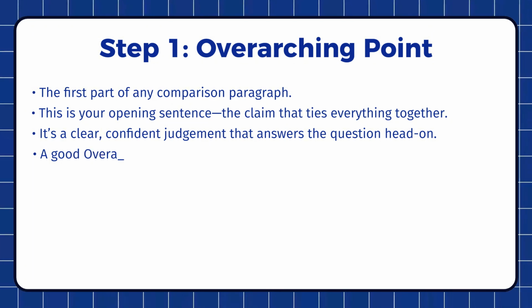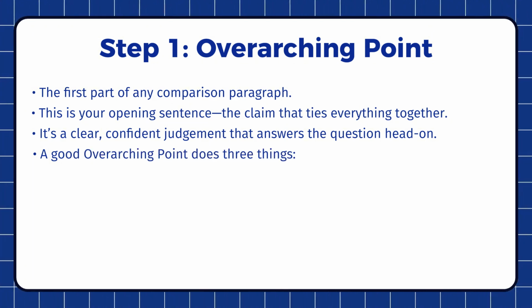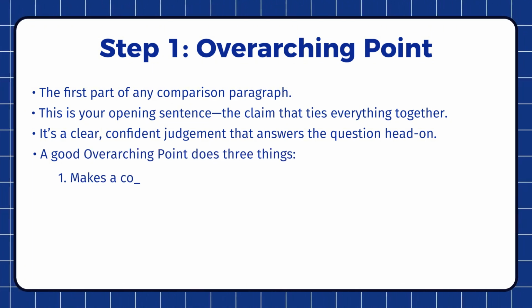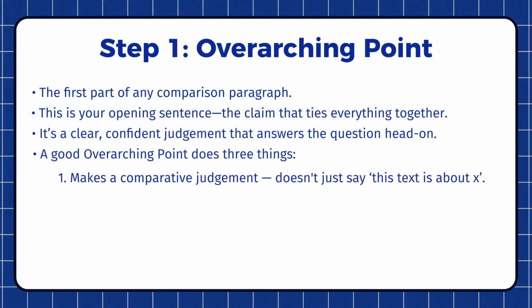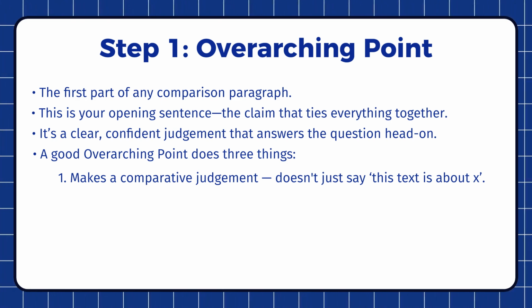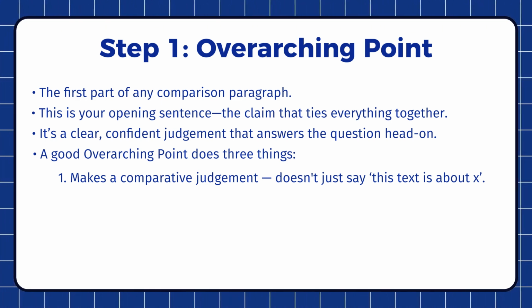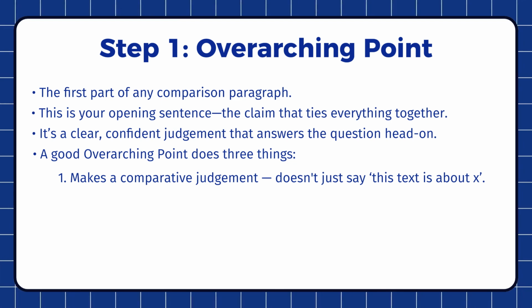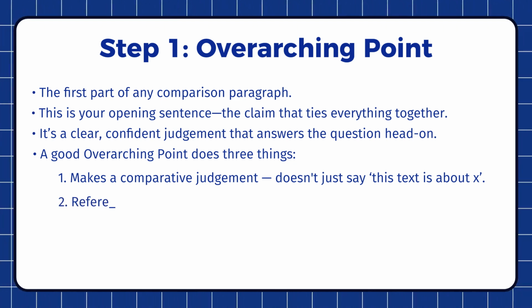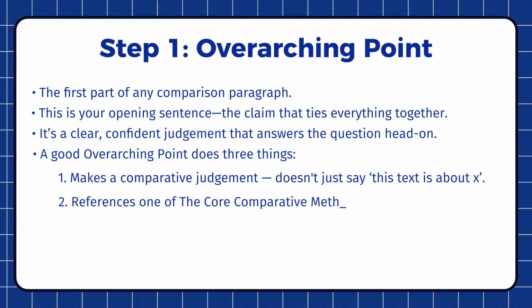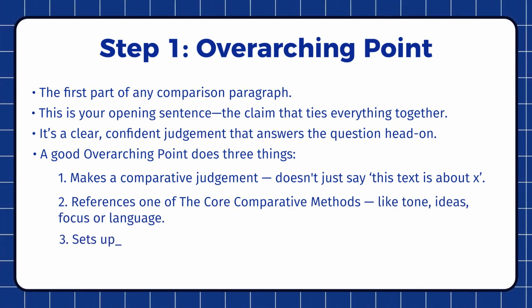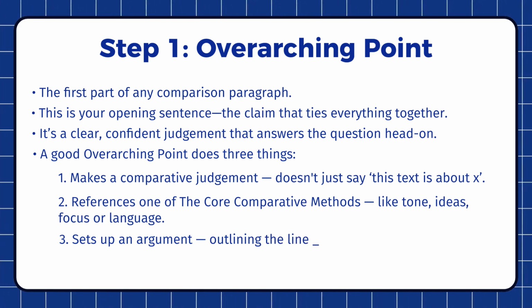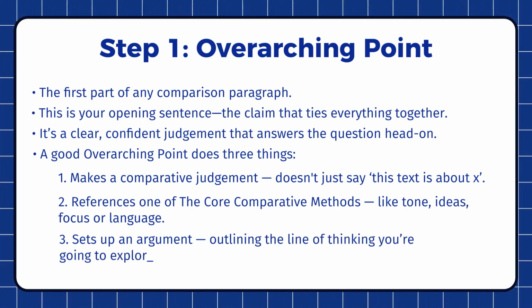A good overarching point does 3 things. It makes a comparative judgment, so it doesn't just say, this text is about X, but instead, this text sees X in this way, whereas this text sees it differently. It's going to reference one of the core comparative methods, like tone, ideas, focus, or language, and it's going to set up an argument, outlining the line of thinking you're going to explore.